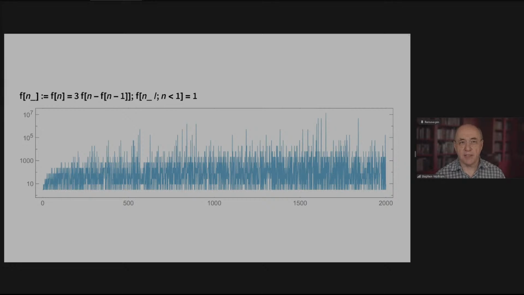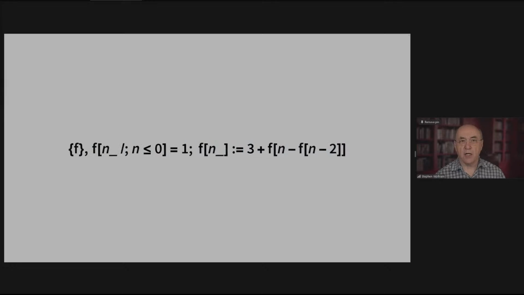All right, the basic idea. Consider the definition that we'll later call P312. The definition is just saying F of n_ such that n is less than or equal to 0 is 1, and F of any other value n is 3 plus F of n minus F of n minus 2.